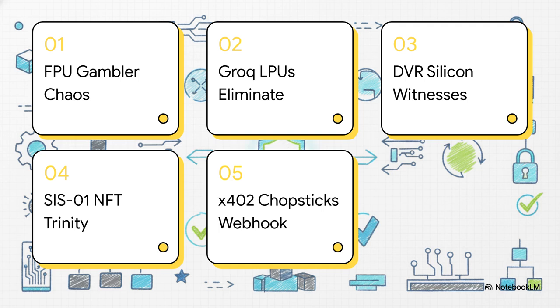Okay, let's dive into our agenda. First up, we'll look at the FPU gambler chaos, followed by how Groq LPUs completely eliminate jitter. Then we'll get into creating silicon witnesses with DVR, anchoring human intent with the SSO1 NFT Trinity, and we'll wrap up with the X402 Chopsticks webhook.